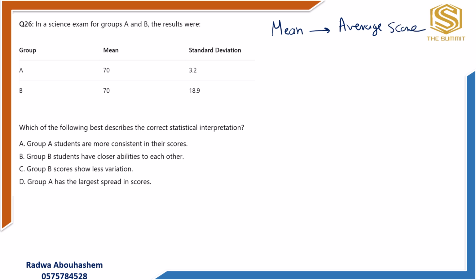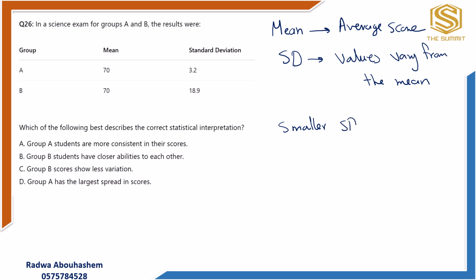Right? And what is the meaning of standard deviation? Standard deviation tells you how much your values vary from the mean. So if you have a smaller SD, this means that you are consistent or you are close to the mean, right? And if you have a larger SD, this means that you are far or spread out from the mean.